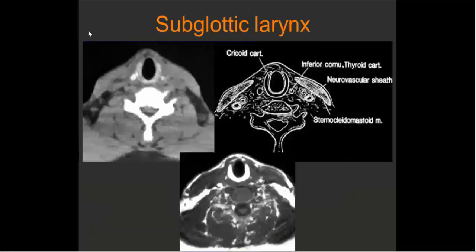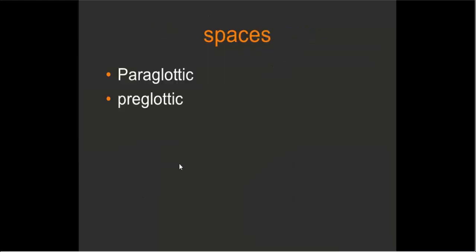Signet ring cartilage. The subglottic larynx starts from the undersurface of the true vocal cord to the undersurface of the cricoid cartilage. This inferior horn of the thyroid articulates with the cricoid cartilage, and also we see this is the cricoid cartilage.